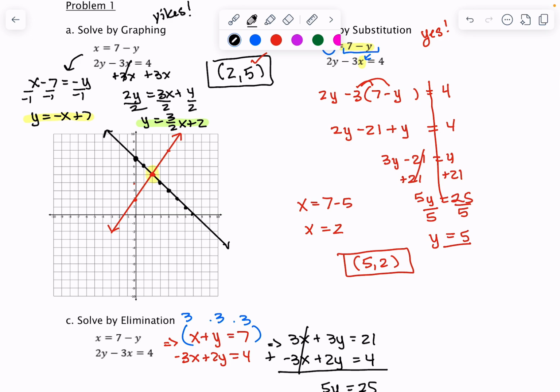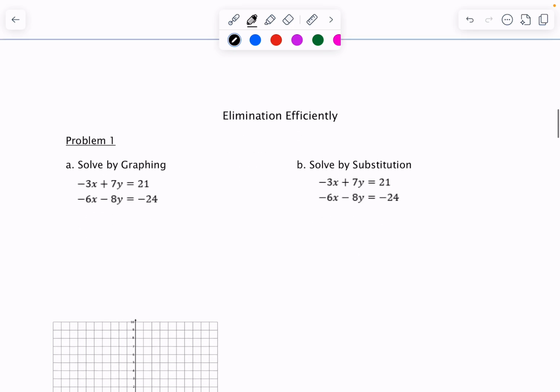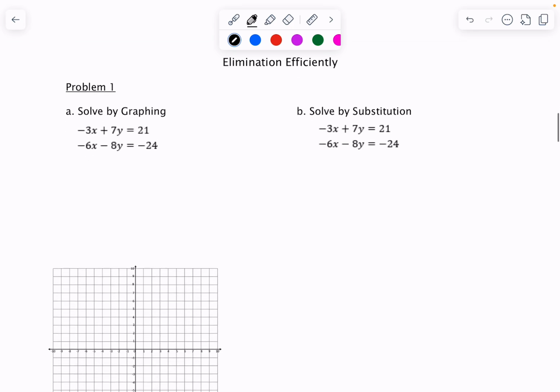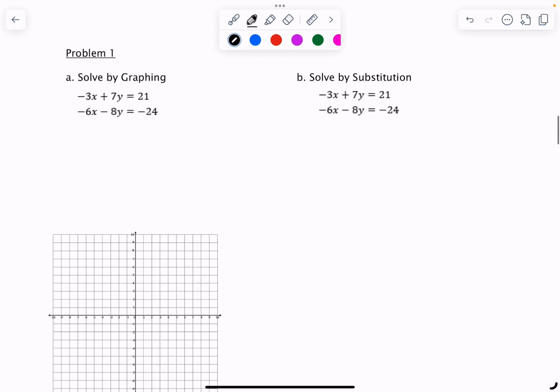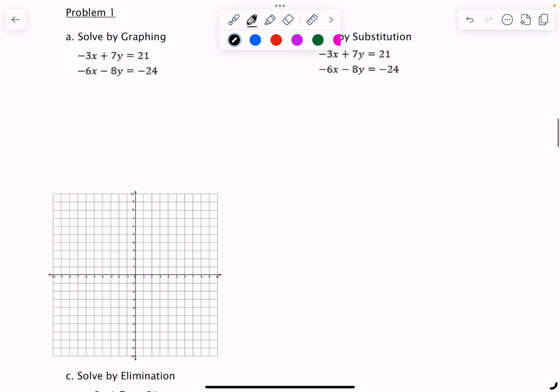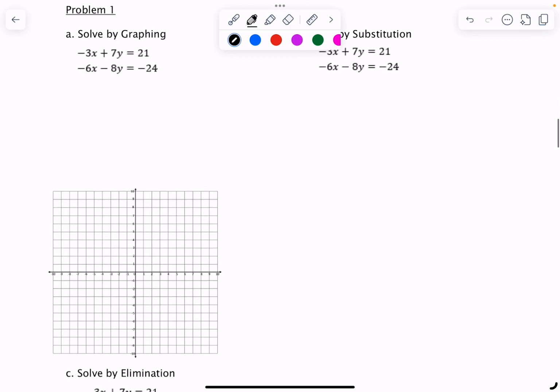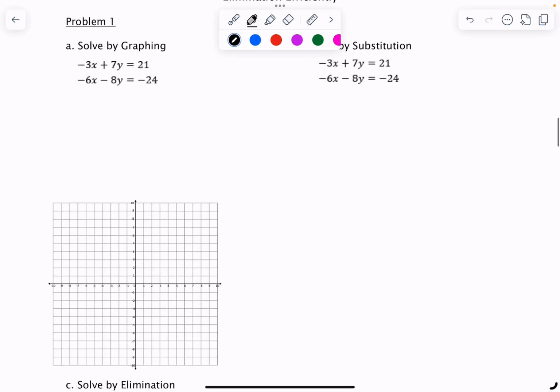Okay. All right, last one. We're getting to the end here. Elimination being efficient. So notice that every system's the same again: negative 3x plus 7y equals 21, and negative 6x minus 8y equals negative 24. The same one. Now let's solve this by graphing. I'm also going to put a yikes here.